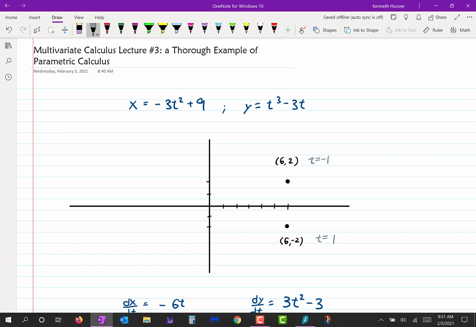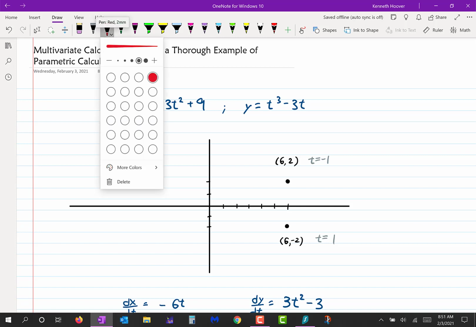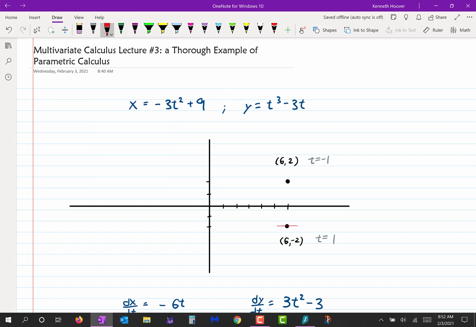All right, now, what else would I like to do? Let's put a little line here, by the way. What color should we use? Let's just use a red line. I'm just going to put like this to indicate that the tangent line is horizontal at those 2 places.